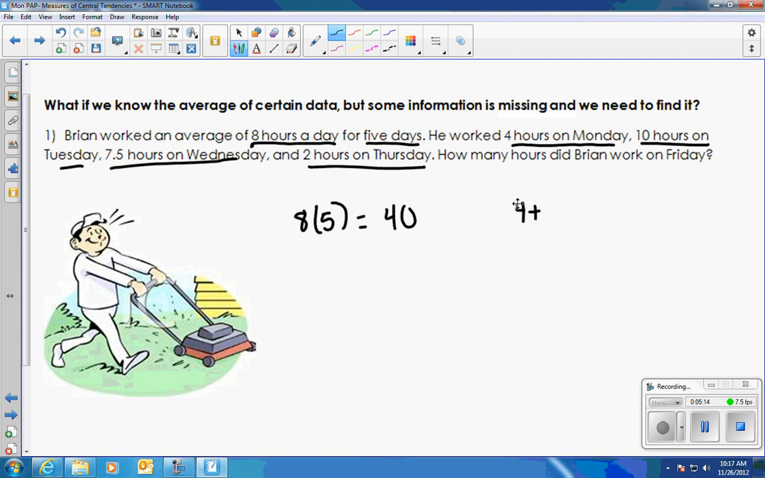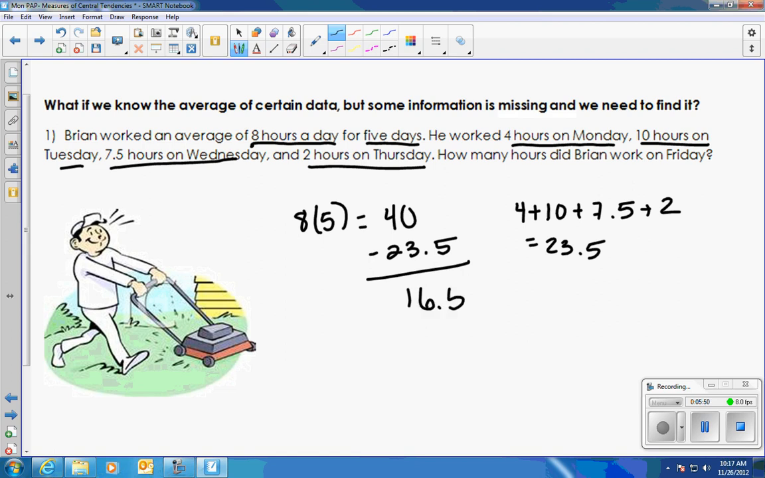I already know that I worked 4, 10, 7.5, and 2. So that's going to give me, that's 14, 21.5... so I worked 23.5 hours so far. So now it's asking me how many hours did I work on Friday? Well, I know I had to work a total of 40, and I've already worked 23.5. So that means that on Friday, I must have worked 16.5 hours.